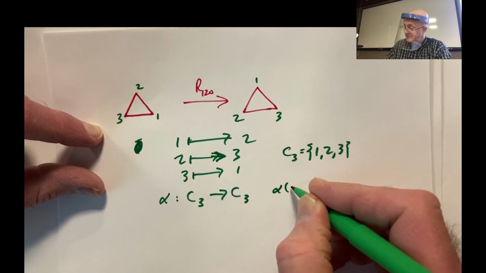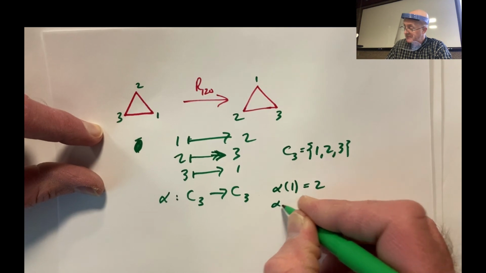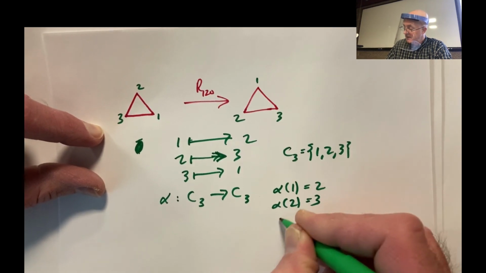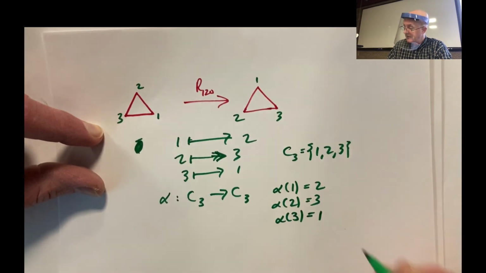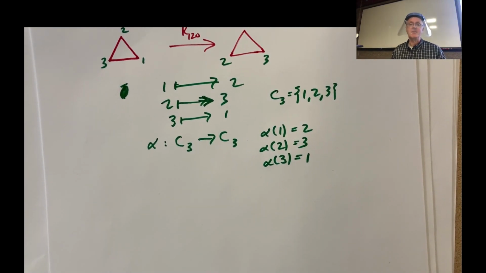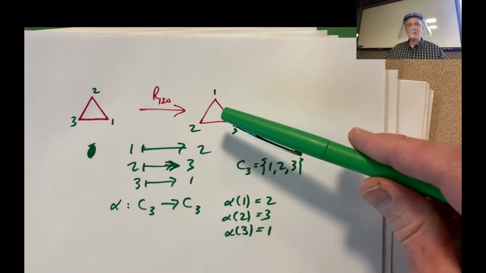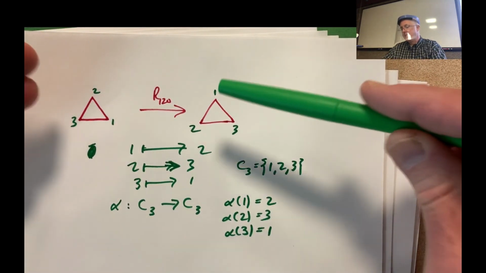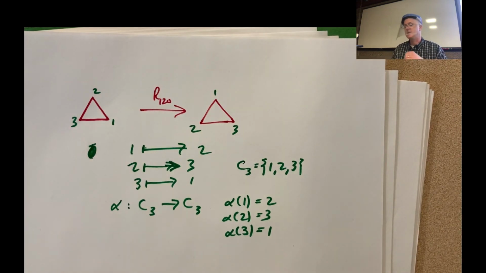It maps 1 to 2. It maps 2 to 3. And it maps 3 to 1. Alpha of 1 equals 2. Alpha of 2 equals 3. Alpha of 3 equals 1. But that's not the only permutation. It corresponds to one particular geometric transformation. That's a symmetry. There are others.